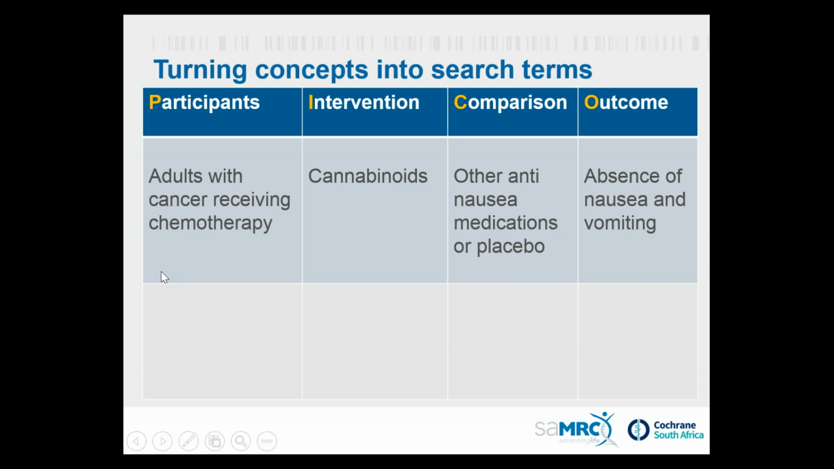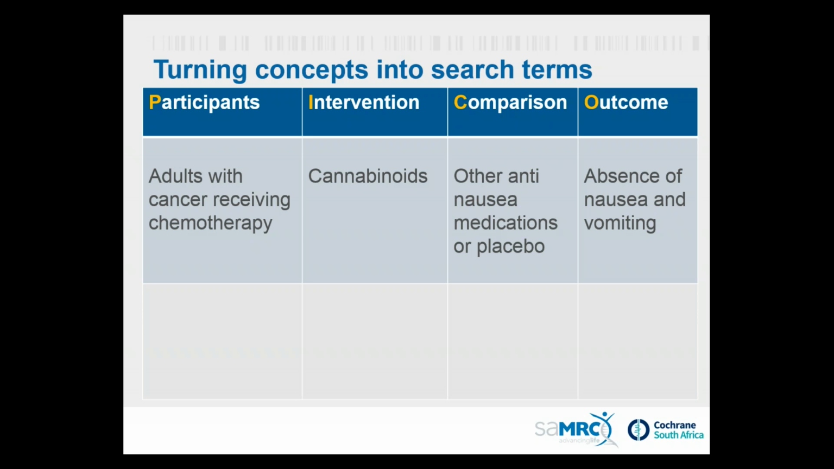Okay. So now we've got our PICO. The next thing we need to do is to write down the text words, and we need to use our imagination when we're doing this. So think about the words that the authors would use in the articles that they're publishing.